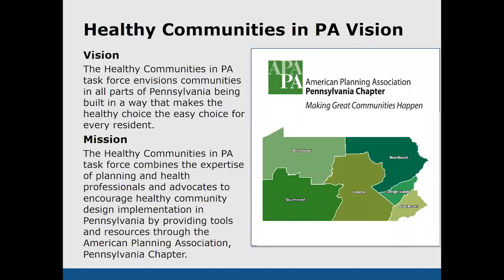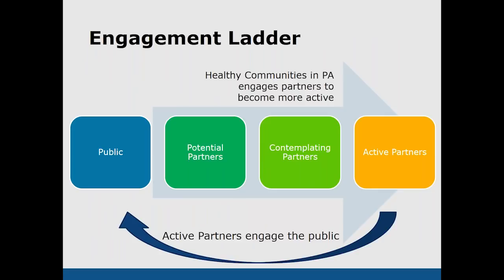So I had the privilege to help manage the Healthy Communities in Pennsylvania effort, which was the Pennsylvania chapter's Planners for Health project. And thinking of the way that we worked on social equity, we quickly created an engagement ladder as our main organizational framework. We were already working on healthy community design, and we were active partners. We needed certain tools to help make that happen, but we also wanted to make sure that we gave people tools to become active partners.